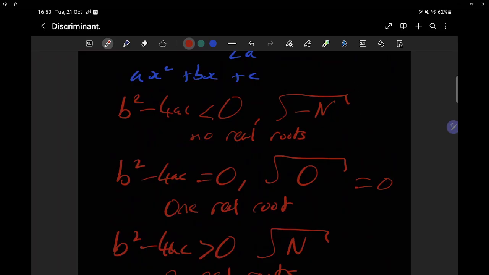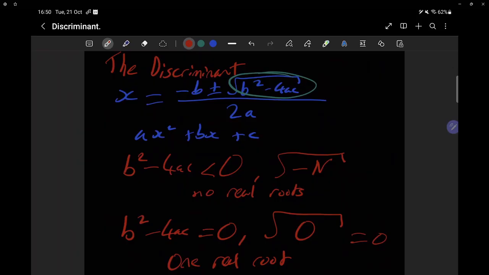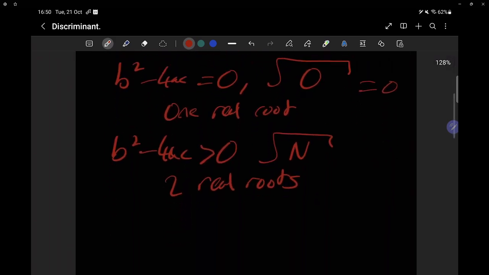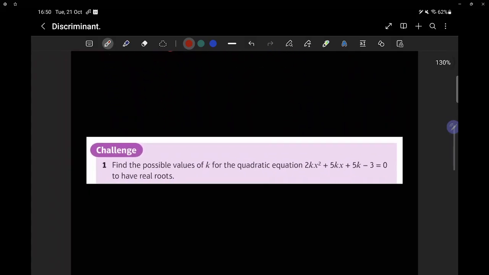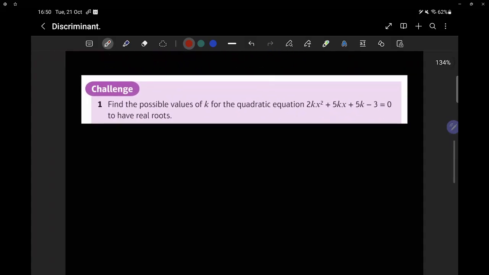So hopefully that's a bit of a recap of the discriminant and how we use it to discover how many roots our answer has to a quadratic, roots being the amount of solutions. So let's use that to try and solve this problem here. Find the possible values of k for the quadratic equation 5kx squared plus 5kx plus 5k subtract 3 equals 0 to have real roots. Well, for a question like this, if you didn't know it's going to be the discriminant, the hint is they're talking about real roots or non-real roots. In this case, it does mention real roots, so we know it's going to be the discriminant.